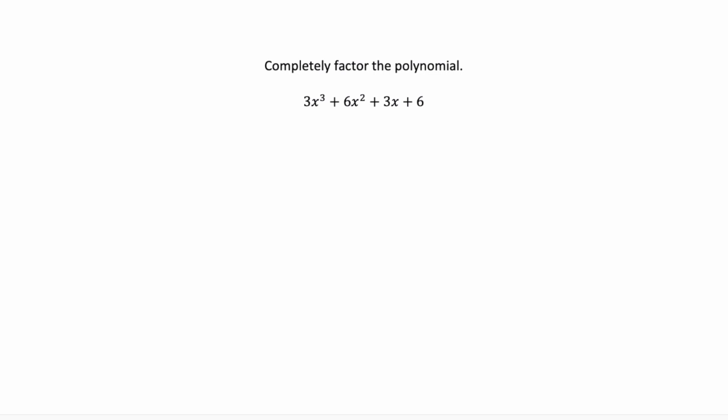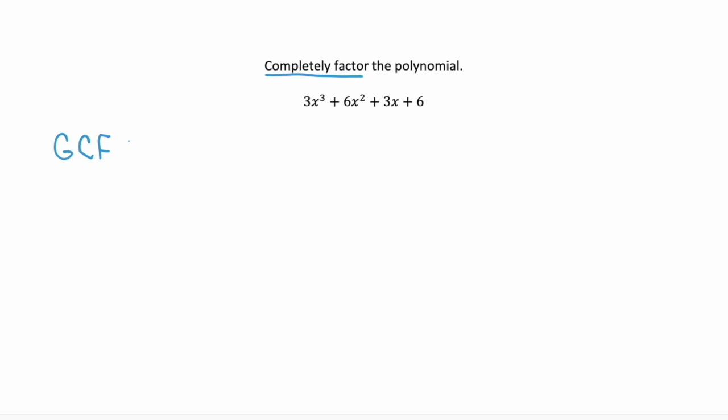Let's look at this example where we're asked to completely factor the polynomial. Now, when you see a problem say completely factor, that is a pretty good hint that there's going to be a GCF involved, or there's going to be multiple steps to factoring. So let's look. Do we have a GCF?